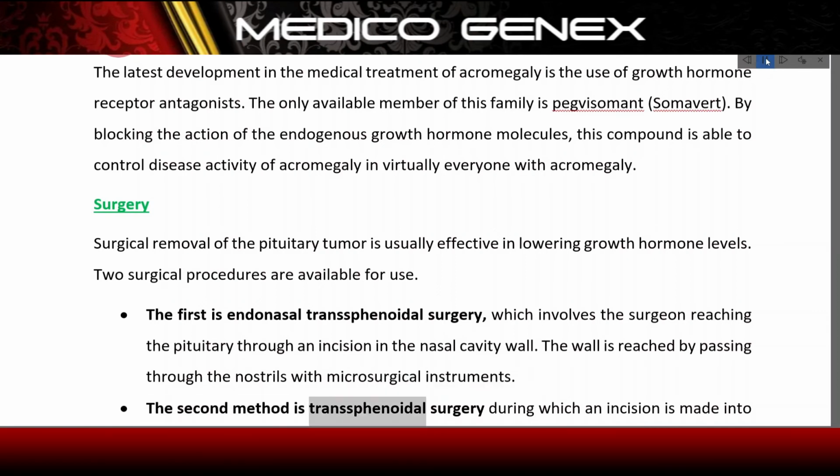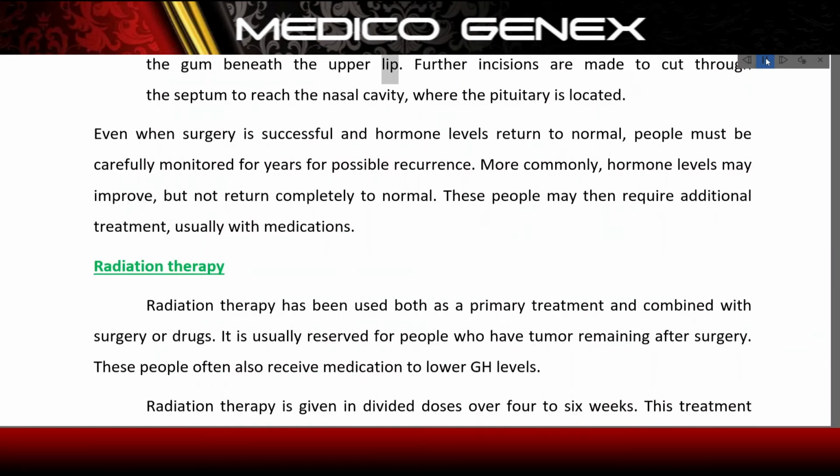The second method is transsphenoidal surgery, during which an incision is made into the gum beneath the upper lip. Further incisions are made to cut through the septum to reach the nasal cavity, where the pituitary is located. Even when surgery is successful and hormone levels return to normal, people must be carefully monitored for years for possible recurrence. More commonly, hormone levels may improve, but not return completely to normal. These people may then require additional treatment, usually with medications.